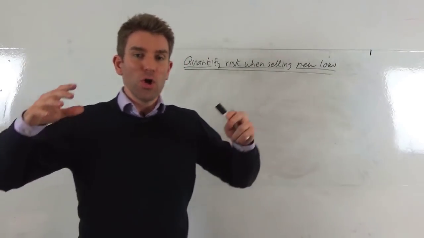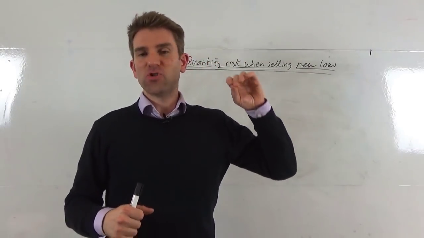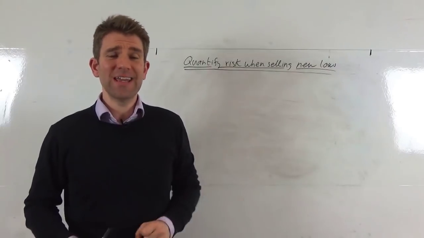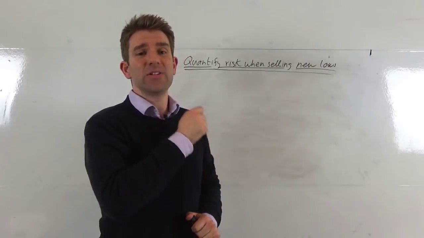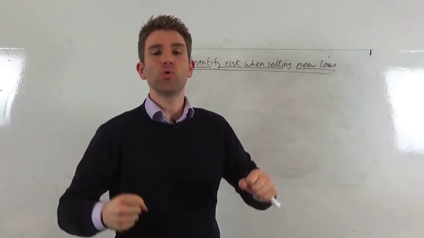Okay, so you're in a bear market and you see your favorite short selling stock, your short selling index that you like to short, and it's at new lows. How do you quantify going short now?